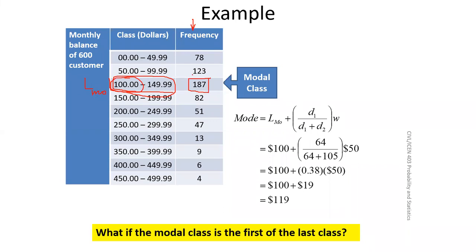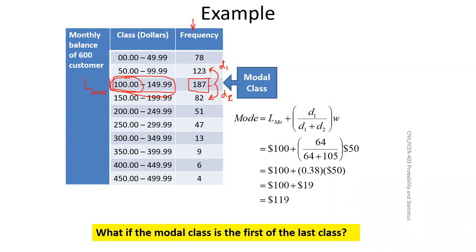Now I don't want the frequency. I want D1 and D2. D1 is the difference between the frequency of the modal class and the frequency of the class below it. And D2 is the difference between the modal class and the class above it. I think this is D1 and this is D2. Differences of above and below.